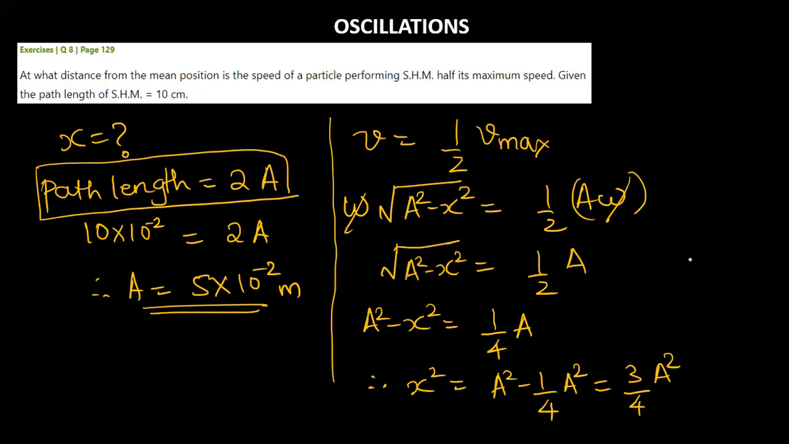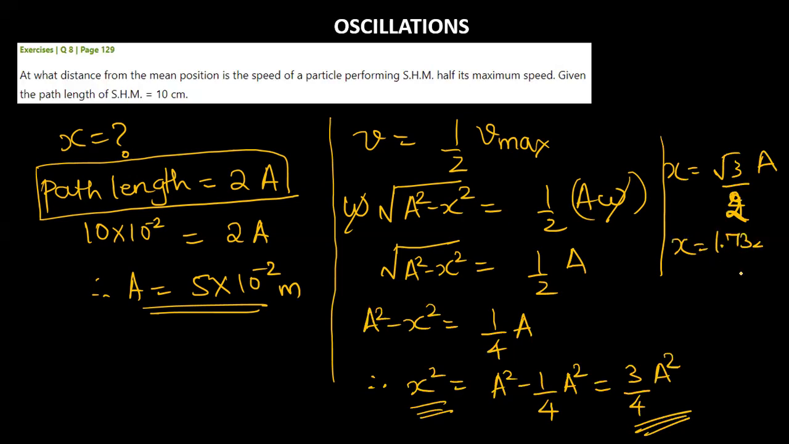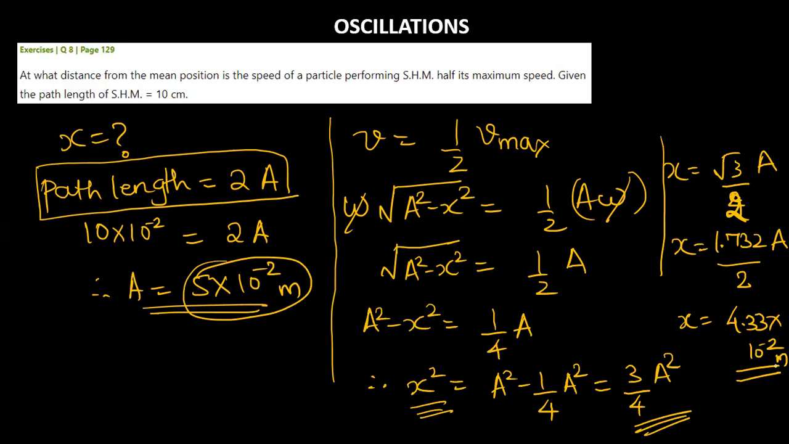So this will be x square, but we need x. So x will be equal to root 3 by 4 into a. So x square is equal to 3 by 4 a square, but we need x. So x will be equal to root 3 by 2 into a. So x will be equal to root 3, 1.732 upon 2 into the a value. We will substitute the value of a, and when you substitute the value, you get the answer as 4.33 into 10 raised to minus 2 meters, the value of x.